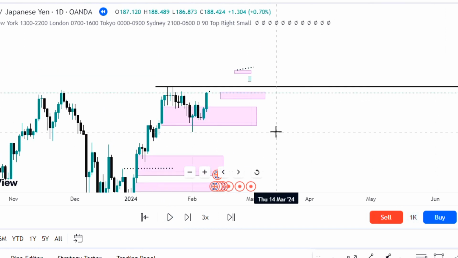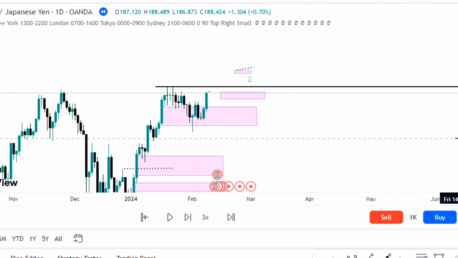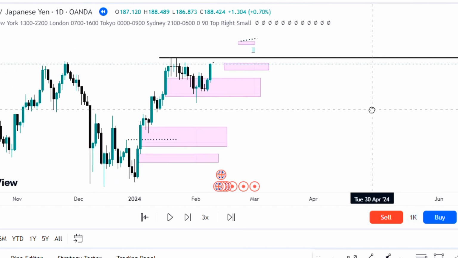So these fair value gaps are very good. If you really consider them, you can get some profitable trades in the day, and you can swing trade or trade with this good strategy, guys.